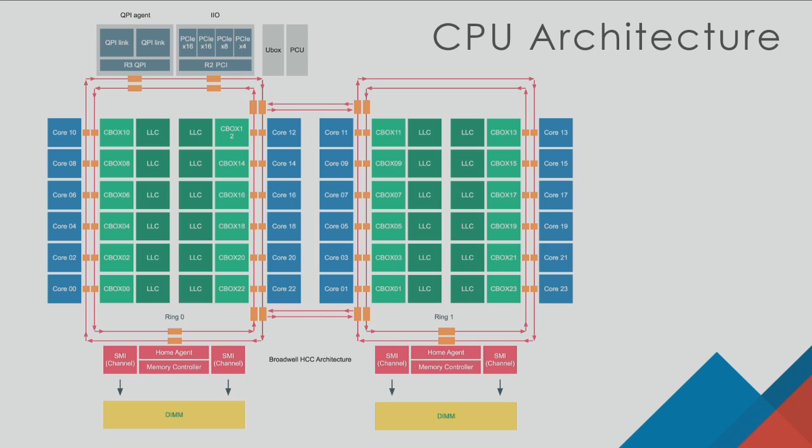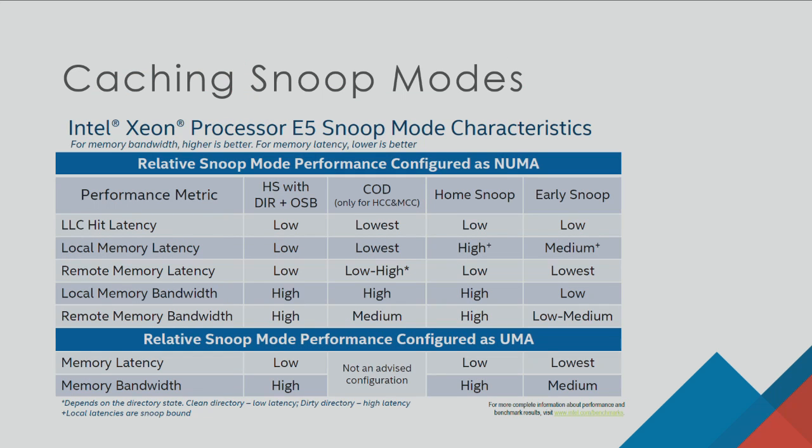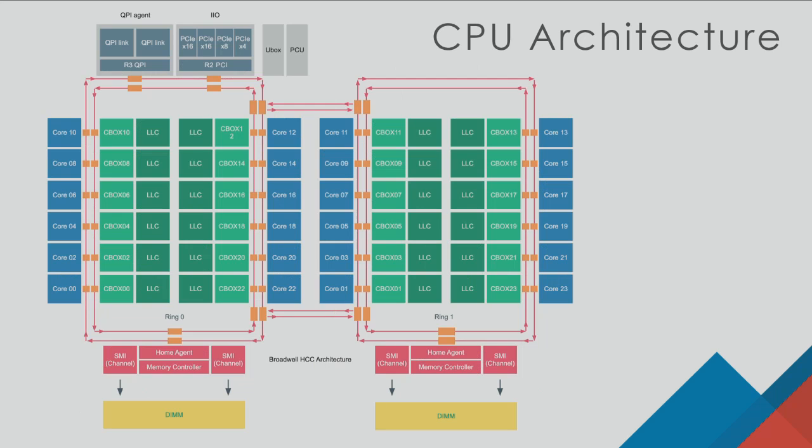Now there's another mode, which I think is kind of interesting, and that is COD. That stands for cluster on die. So let's take one step back. There are multiple core configurations. There's a low core configuration, a medium core, and a high core. So what does that mean? A low core count configuration contains up to 10 cores.